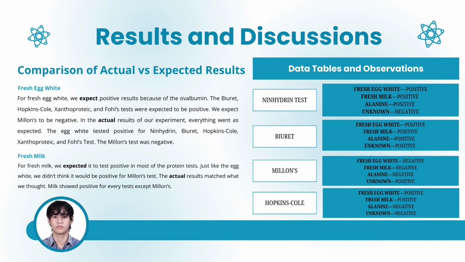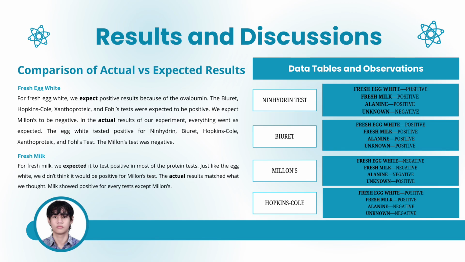The egg white tested positive for ninhydrin, showing free amino acids, Biuret, confirming proteins, Hopkins-Cole showing tryptophan, Xanthoproteic indicating aromatic amino acids, and Foll's showing sulfur-containing amino acids. The Millon's test was negative, which makes sense because there's not enough tyrosine in egg whites.